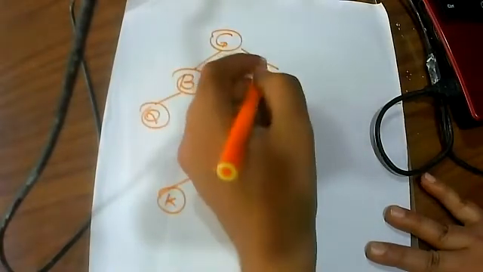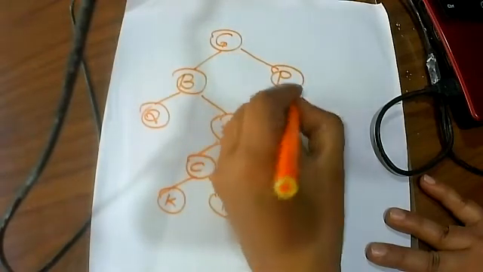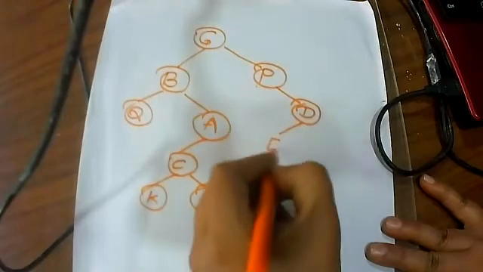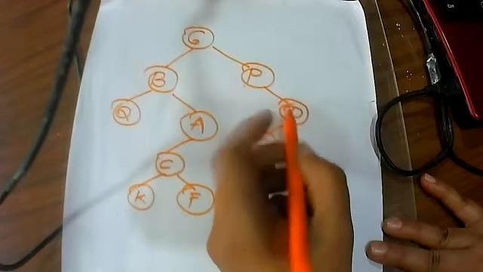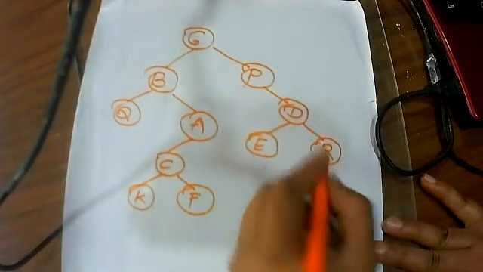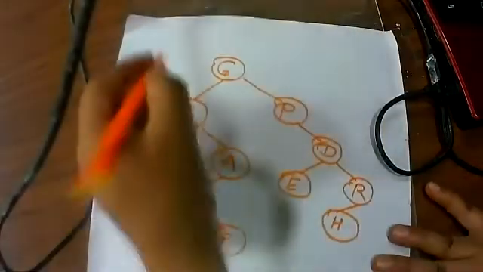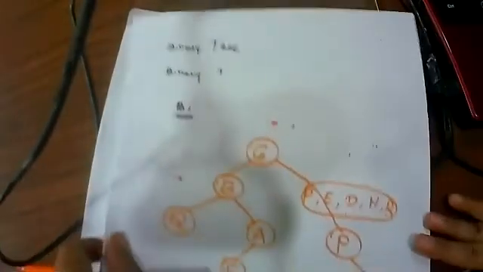Then the remaining right side is pending, that is, P is the root node. Then D is the left child of P. Again, D has only one left child. Fine. Then what are H and R? R is the root node and H is placed to the left side of that R. So according to this concept, according to in-order and pre-order traversal, you can draw any tree.